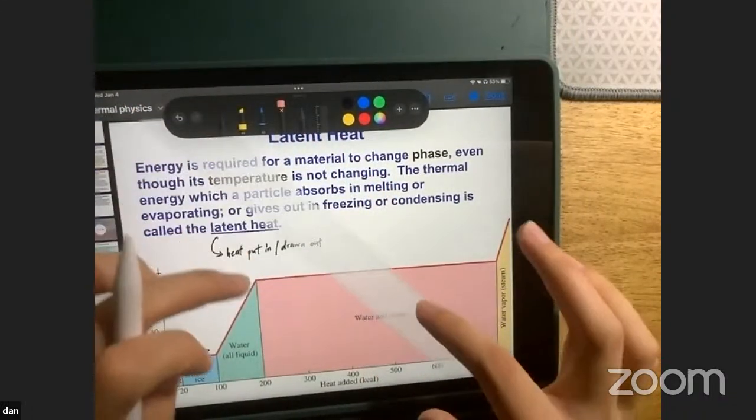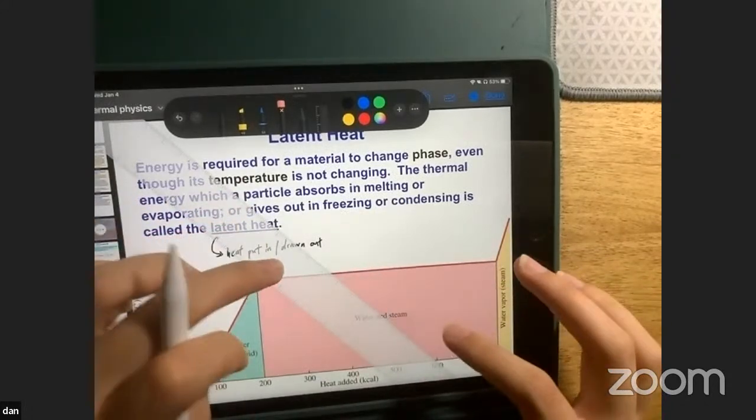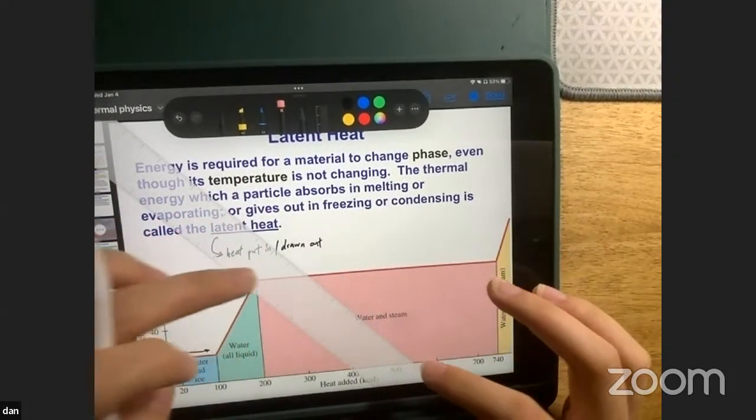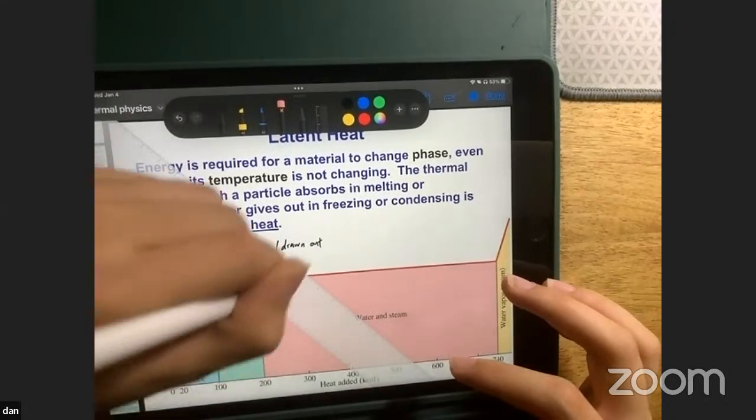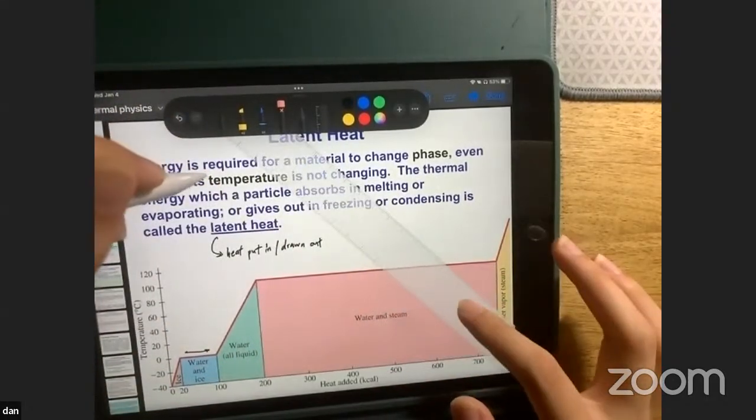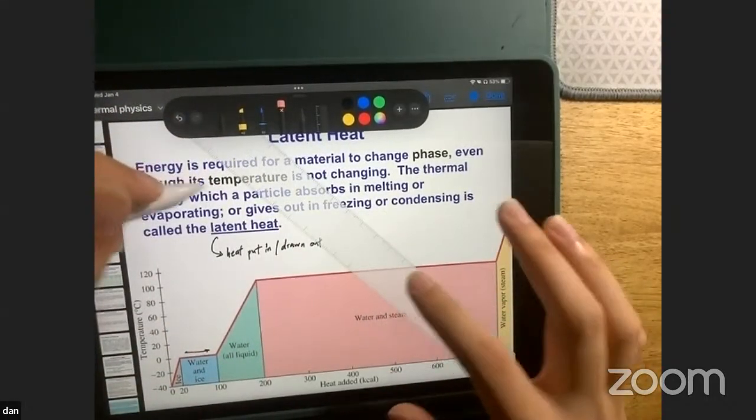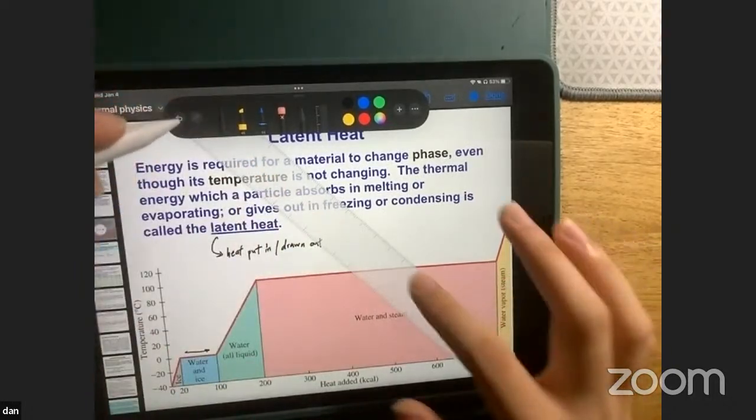I acknowledge that. That is not the definition, but that is a very good understanding. If you understand it that way, good for you.